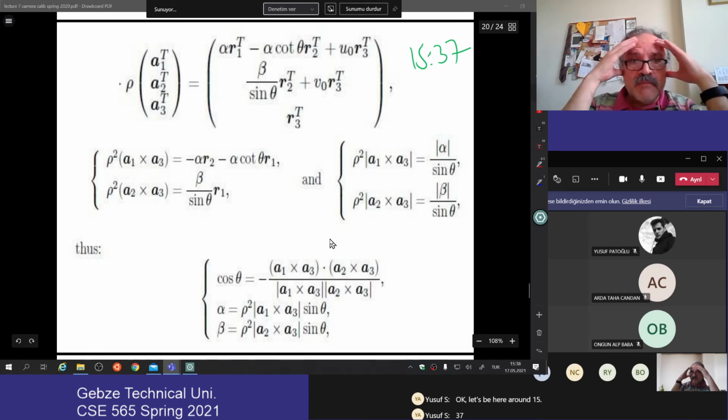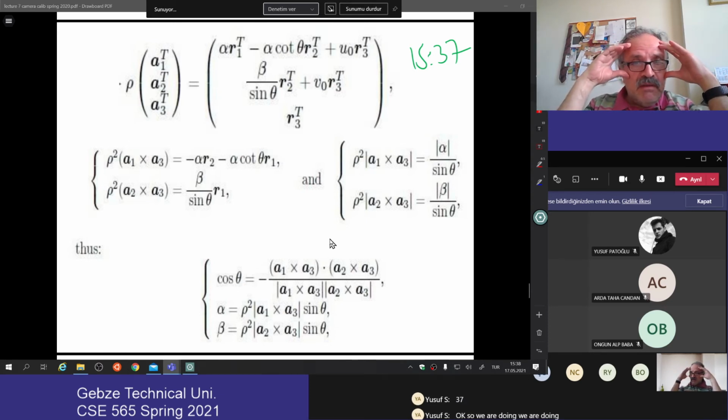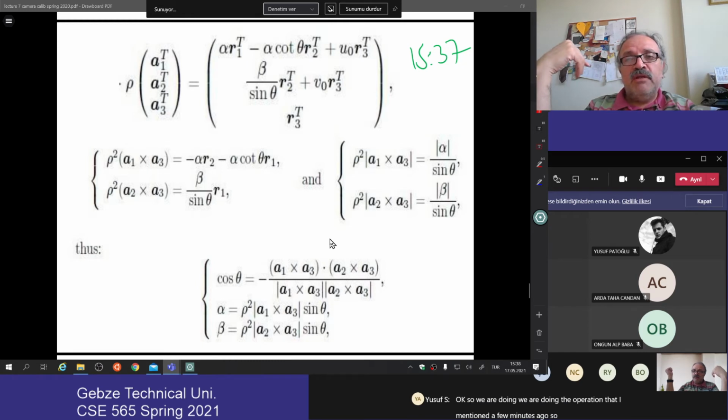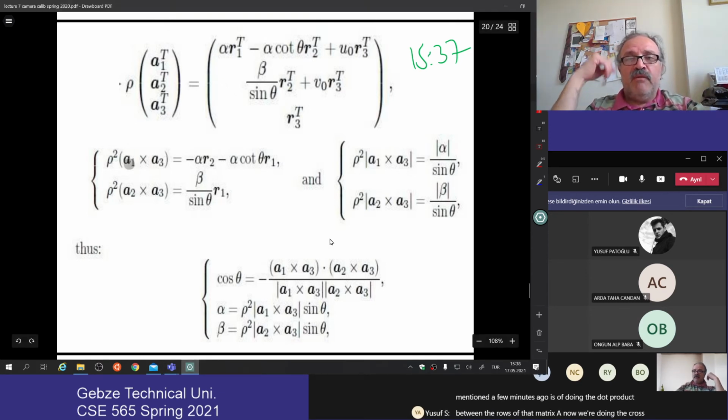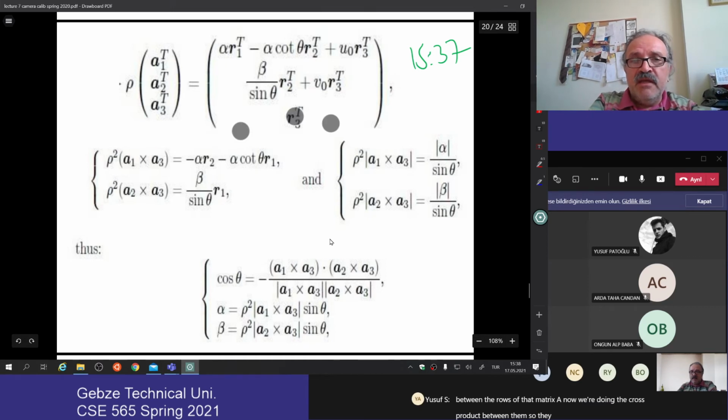Okay, so we are doing the operation that I mentioned a few minutes ago. Instead of doing the dot product between the rows of that matrix A, now we are doing the cross product between them. So A1 and A3.